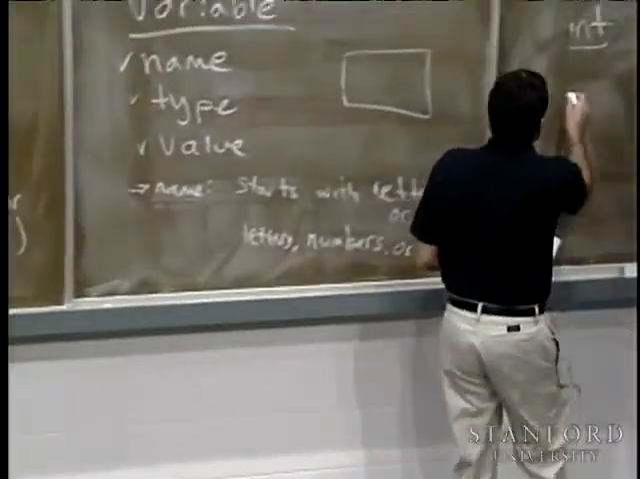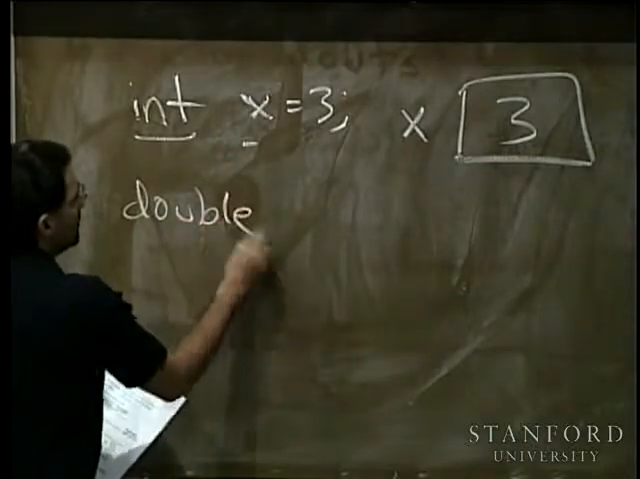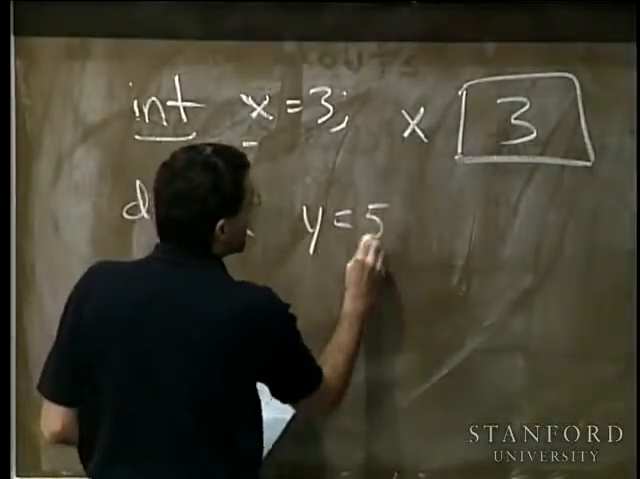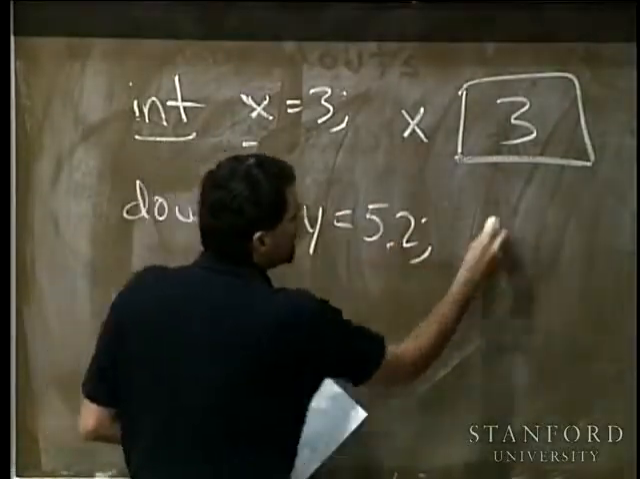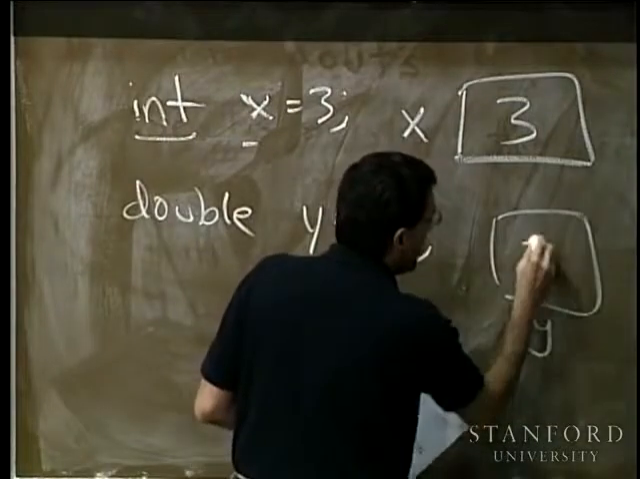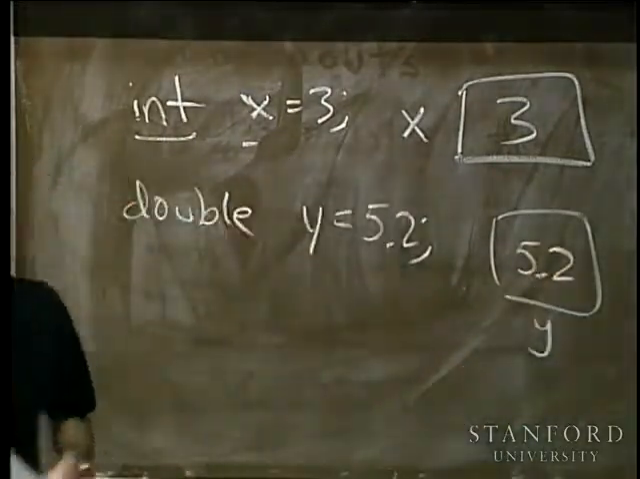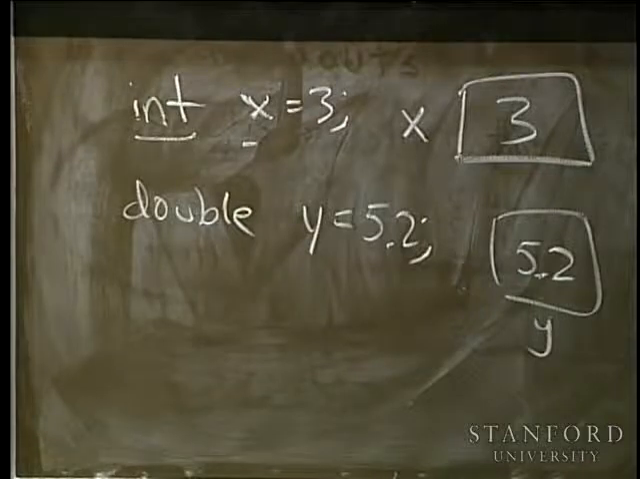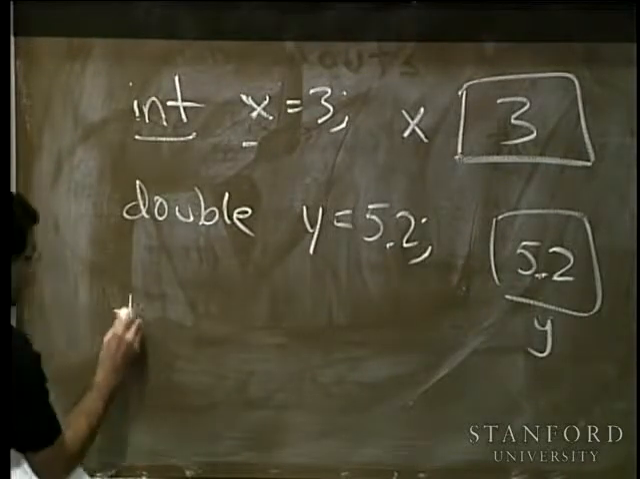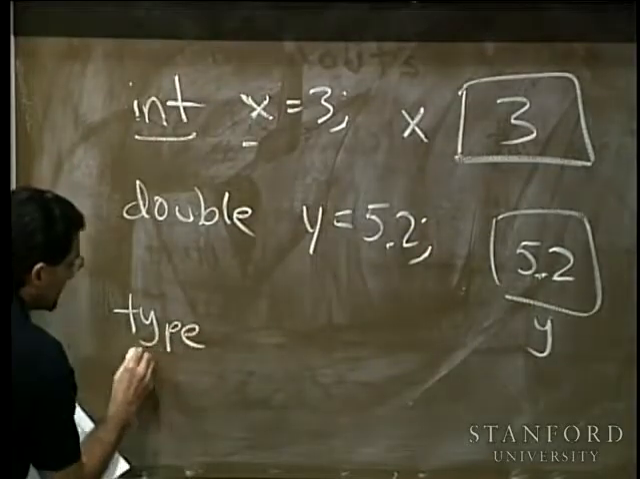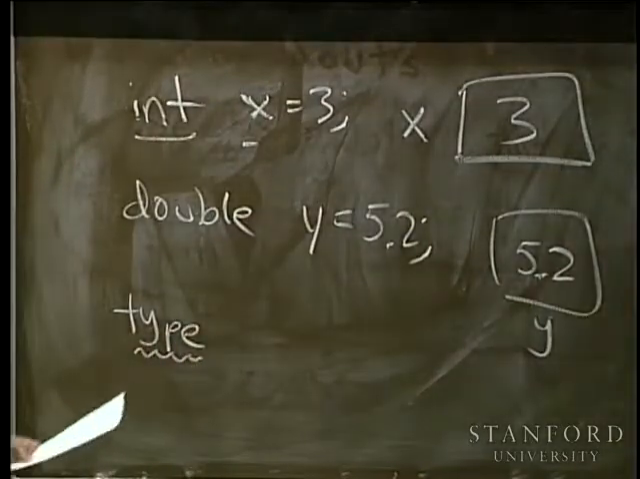Okay? If we wanted to have something of type double, maybe something called y, we could have double y equals 5.2. And what that means is somewhere in memory we have this thing called y, which has value 5.2 in it, and it's just a real value. Okay? So the general form for how you do these declarations is you say type, and I'll put little squiggles underneath these to let you know that these are the general form.